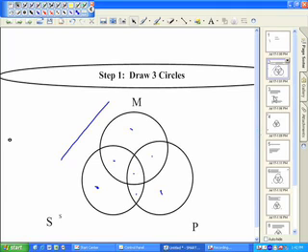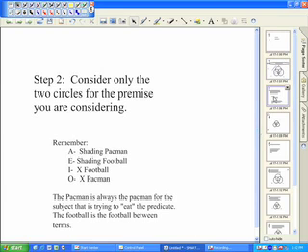All right, so let me just remind you of a couple of things. We're going to look at the Venn diagram twice, once for each premise. We're not going to touch it for the conclusion. And when we look at a premise, we're going to consider the 2 circles for the premise that we're considering. So it's either going to be the circles for S and M or the circles for M and P.